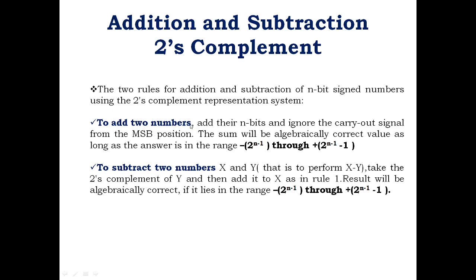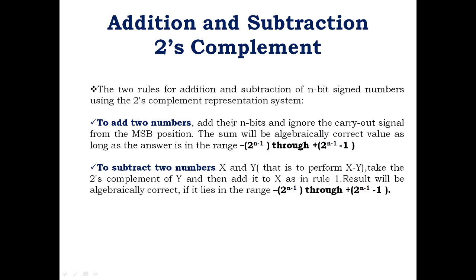To add two numbers, add their n bits and ignore the carry-out signal from the MSB position. The sum will be the algebraically correct value as long as the answer is in the range minus 2 to the power n minus 1 through plus 2 to the power n minus 1, minus 1. So if we want to perform an addition operation, we have to add the n-bit numbers and ignore the extra carry out which is coming after the MSB position.